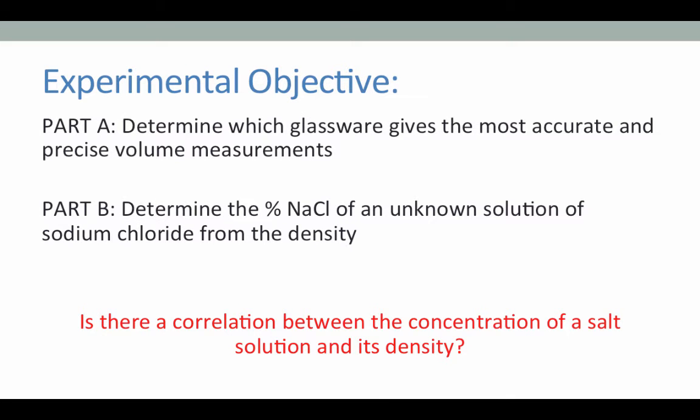The experimental objectives are twofold. In Part A, we will determine which glassware gives the most accurate and precise volume measurements by doing a series of experiments and comparing our data with the rest of the class. In Part B, you will determine the percent sodium chloride of an unknown solution of sodium chloride using its density, which you will determine experimentally. The hypothesis is: is there a correlation between the concentration of a salt solution and its density?